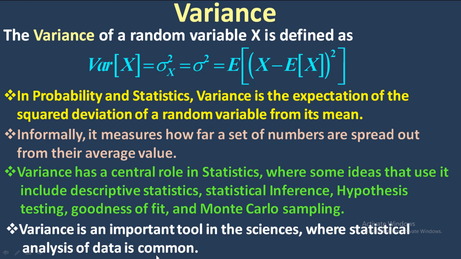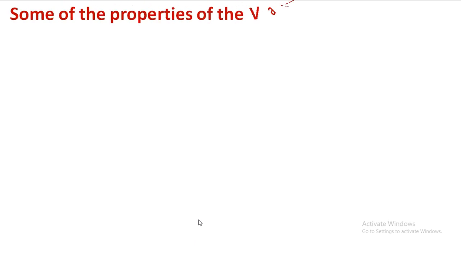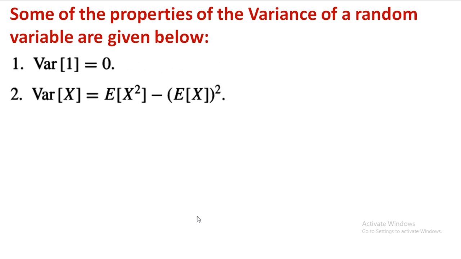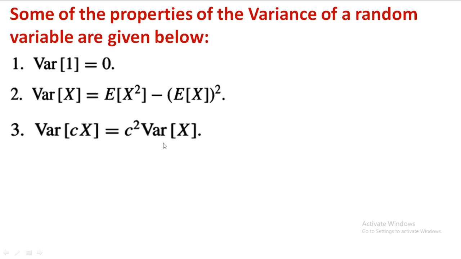Now, my dear viewers, we will see some of the properties of the variance of a random variable. The very first property is variance of 1 is equal to 0. Number 2, variance of x is equal to E of x square minus E of x whole square. Third one, variance of c times x is equal to c square times variance of x.